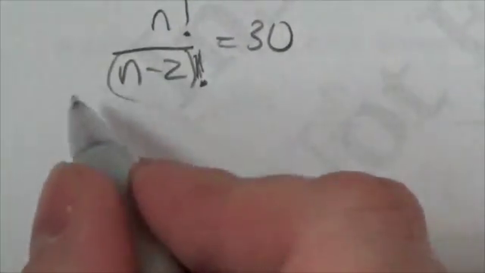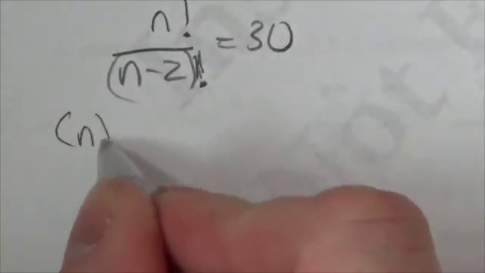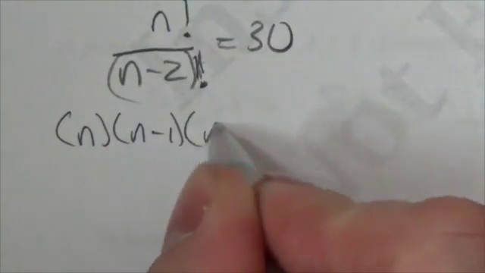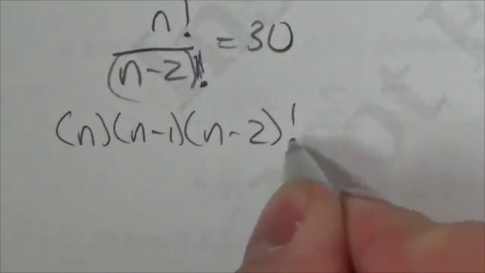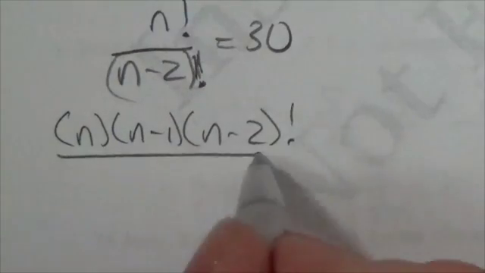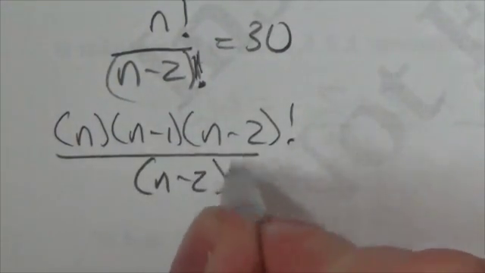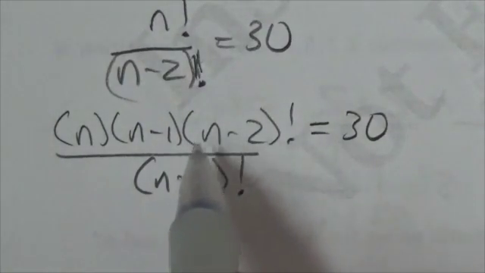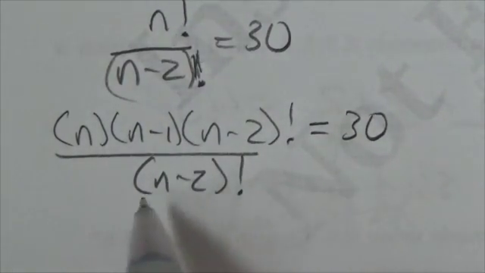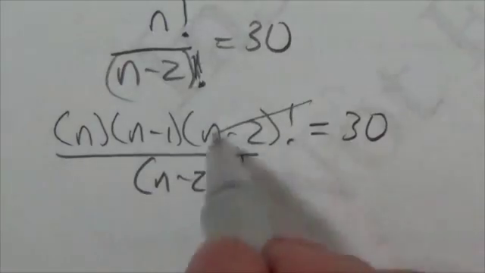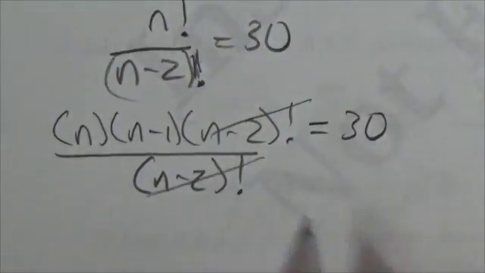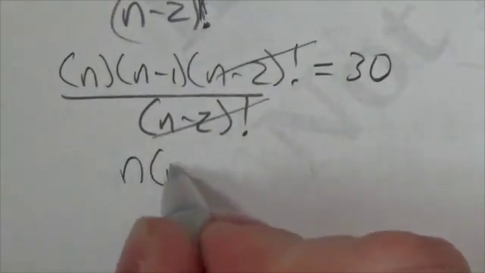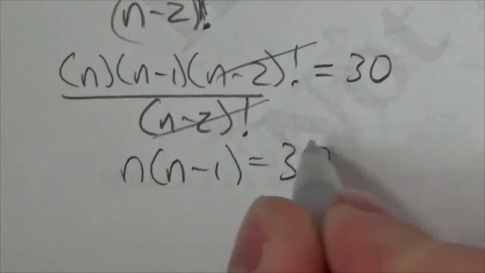So now what I'll do is I'll expand that out. n times n minus 1 times n minus 2 factorial, and I put that factorial there because I can see right now that it matches up with the denominator. So I'm going to get this n minus 2 factorial, and I've got the n minus 2 factorial in the denominator. Now those will become 1. And so now I'm left with n times n minus 1 equals 30.